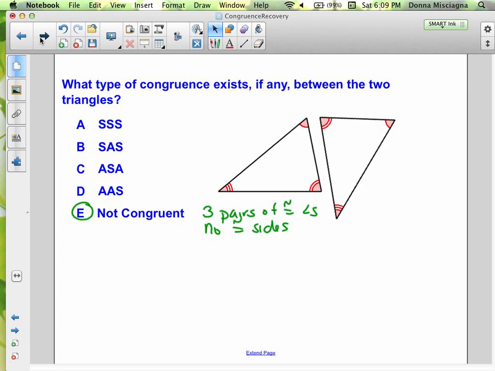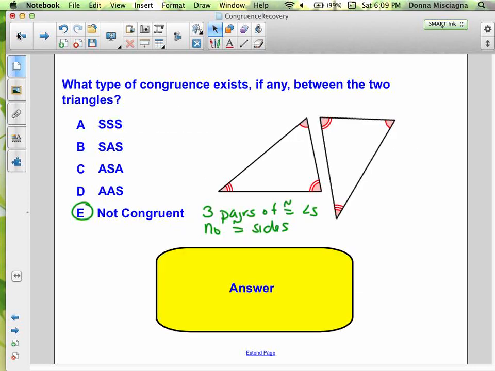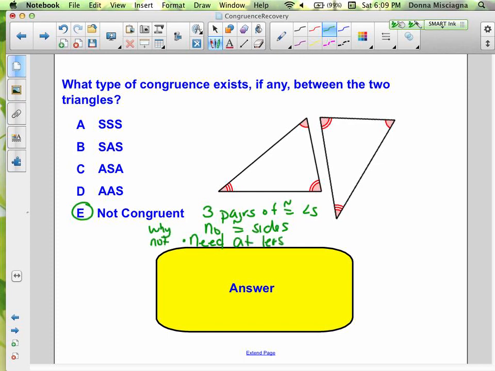I'm going to go back to that page before we look at the next one, and add one thing. If you're telling me that two triangles do not have enough information to show they're congruent, I'm going to ask you to explain why not. In this case, this is the why not. We need at least one pair of congruent sides to prove the triangles congruent. I can't do it with just angles.